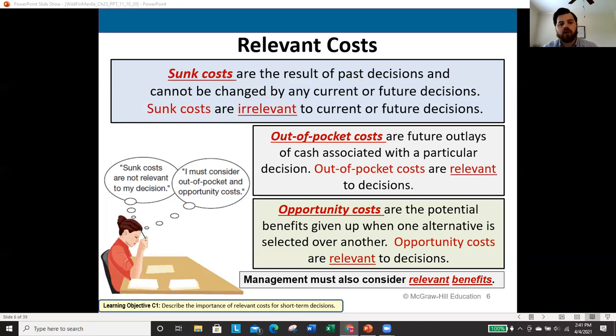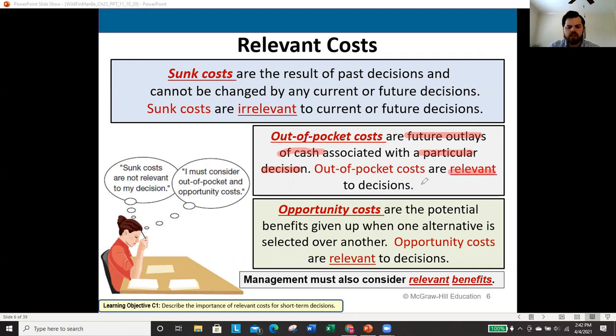It's very difficult to actually apply that in practice, though. Now, my next type of cost that we want to look at is what is called an out-of-pocket cost. Out-of-pocket costs are future outlays of cash associated with a particular decision. These, of course, will be relevant.